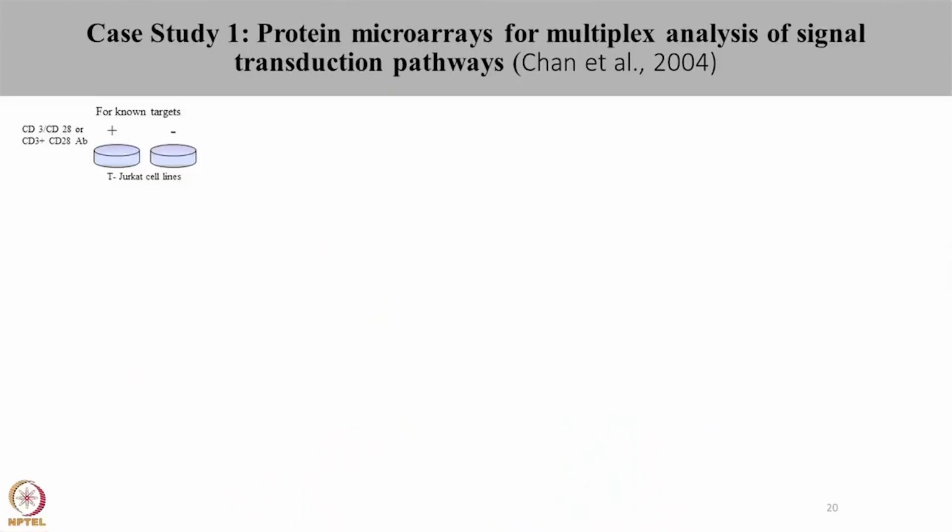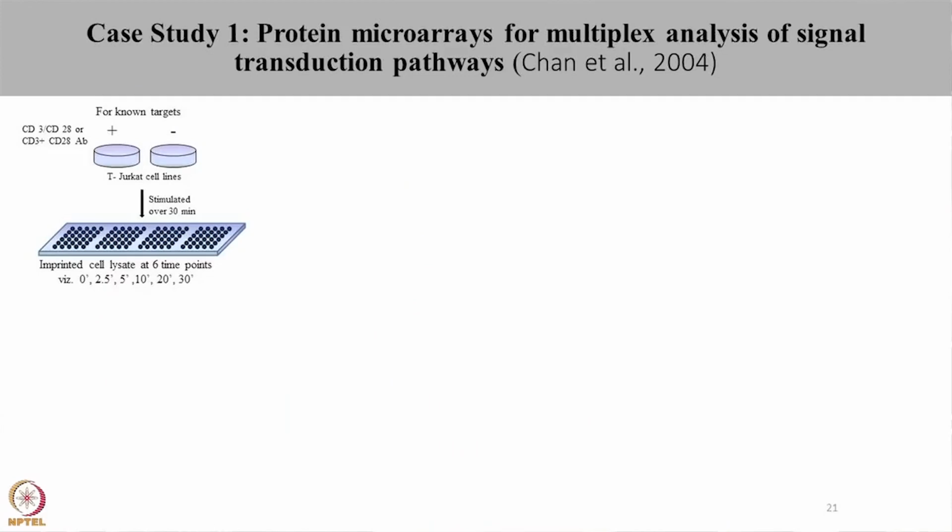Once they were sure that this experiment is working, they took the Jurkat cell lines and treated them with CD3 antibody, CD28 antibody, or CD3 and CD28 antibody in combination. The cell lines were stimulated over the period of 30 minutes and the cell lysates were imprinted at 6 different time points.